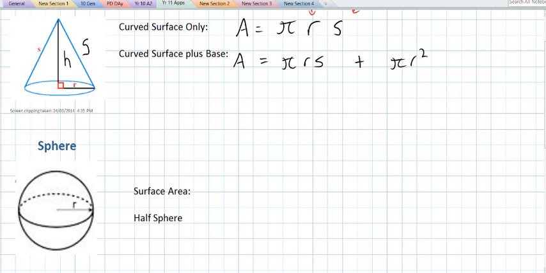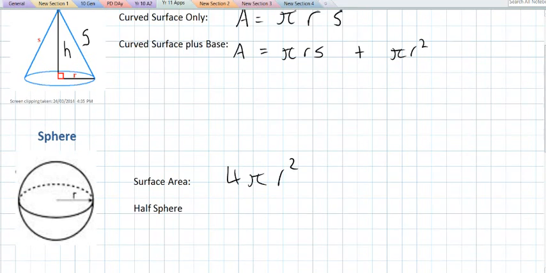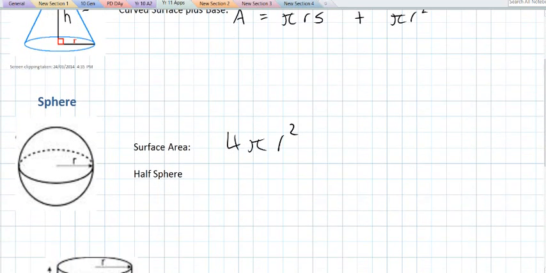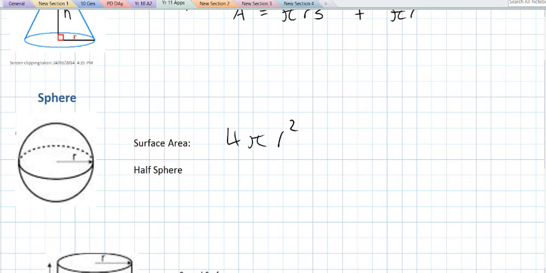Alright, so the surface area of a sphere is given by 4 pi r squared. How'd you get it? It's the equation. Good question. It's just the equation, and unfortunately showing you where the equation comes from isn't in the course.